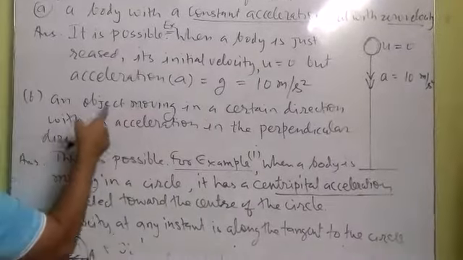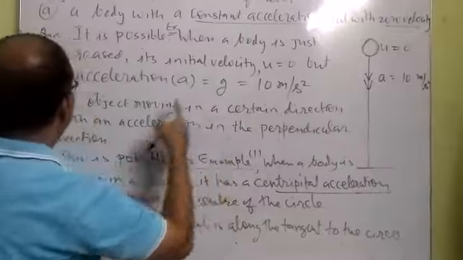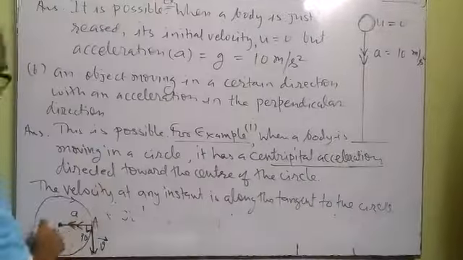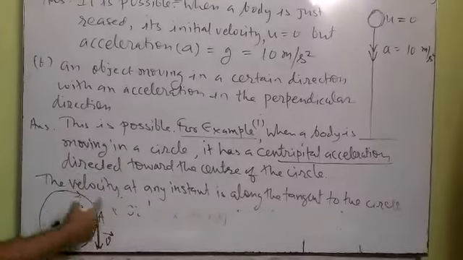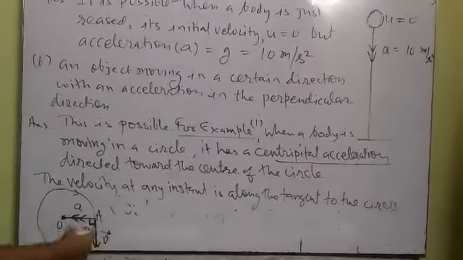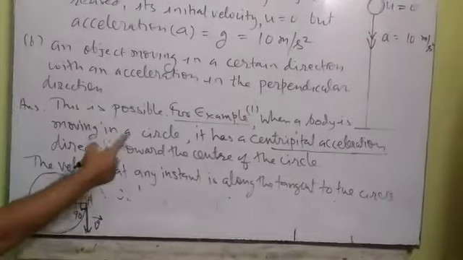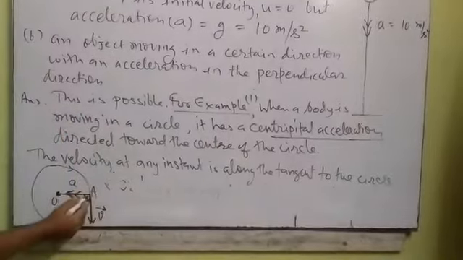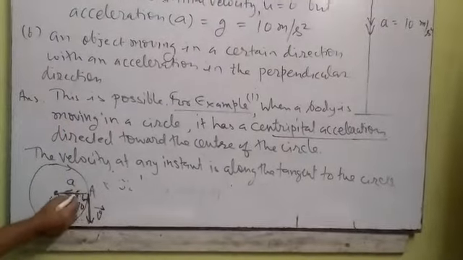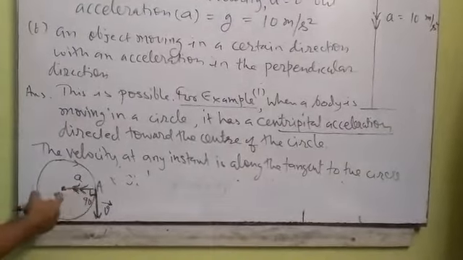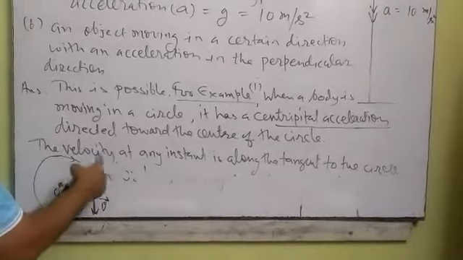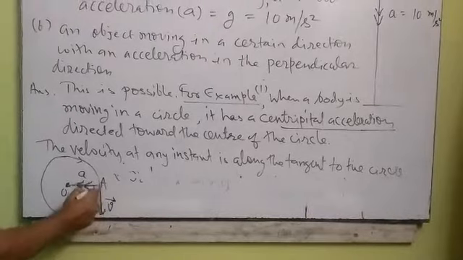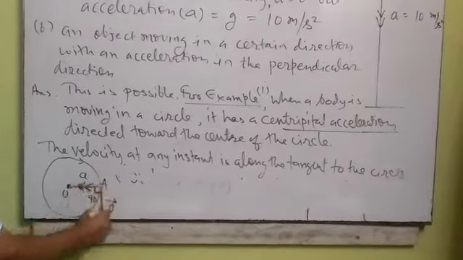Second situation, an object moving in a certain direction with an acceleration in the perpendicular direction. Yes, it is possible in case of a circular motion. When a body moves in a circle, it has a centripetal acceleration due to the centripetal force. A centripetal acceleration is applied towards its radius, whereas the direction of velocity is along the tangent, and that is why they are perpendicular to each other.